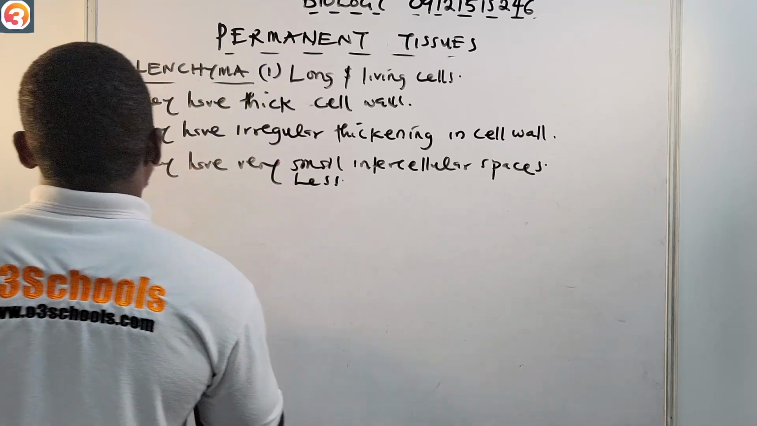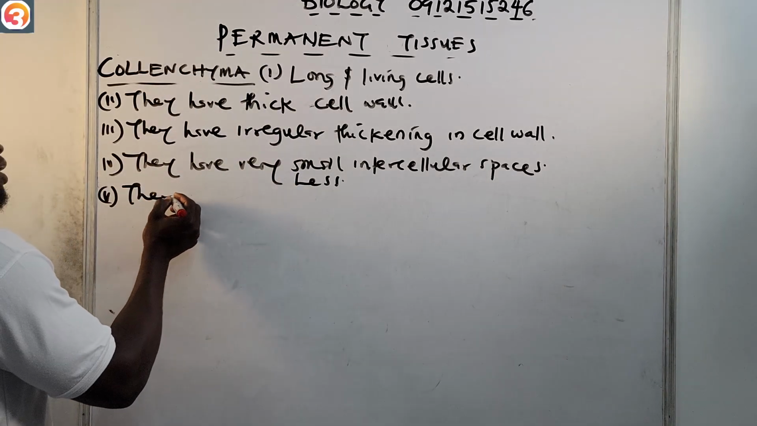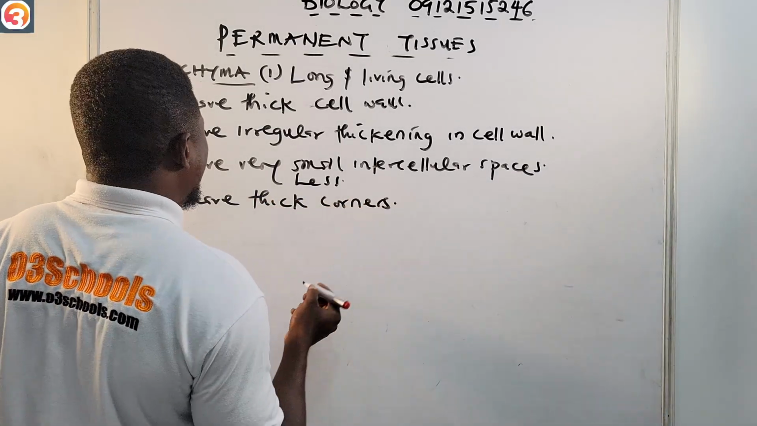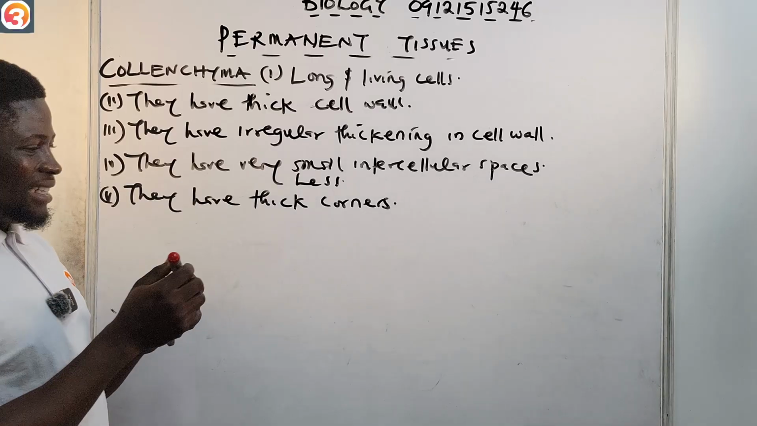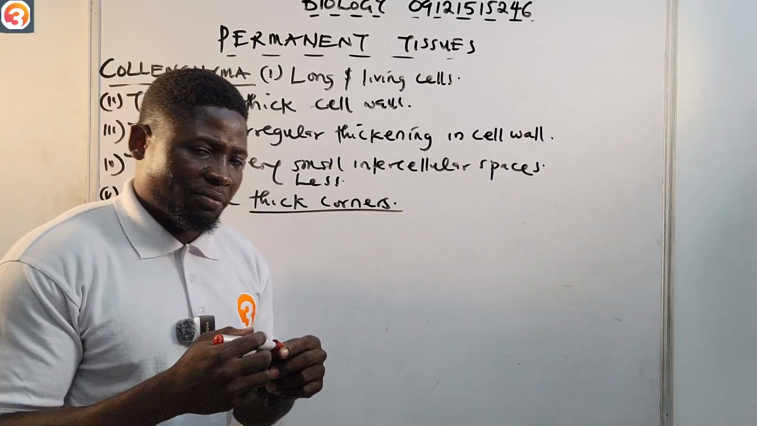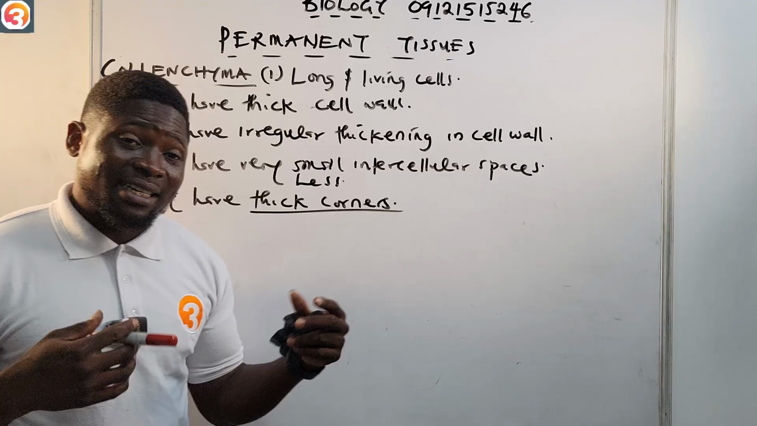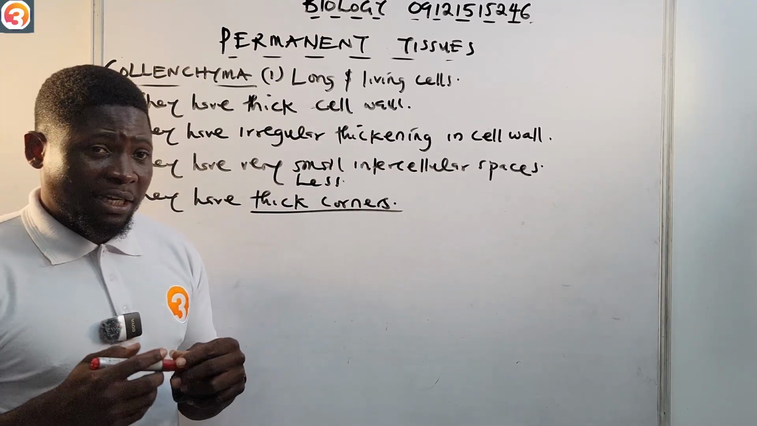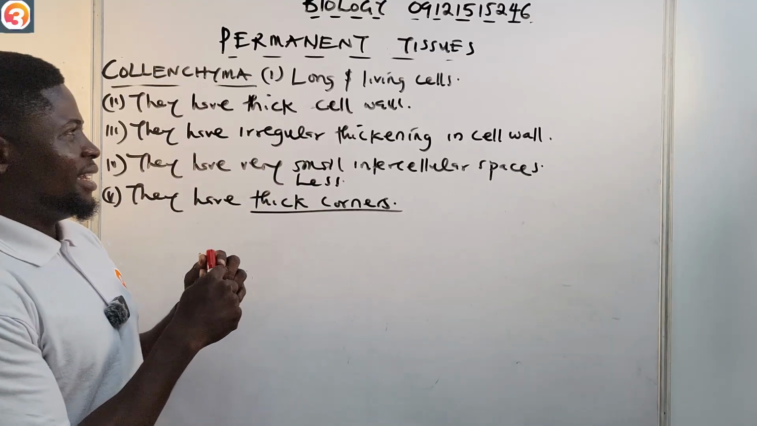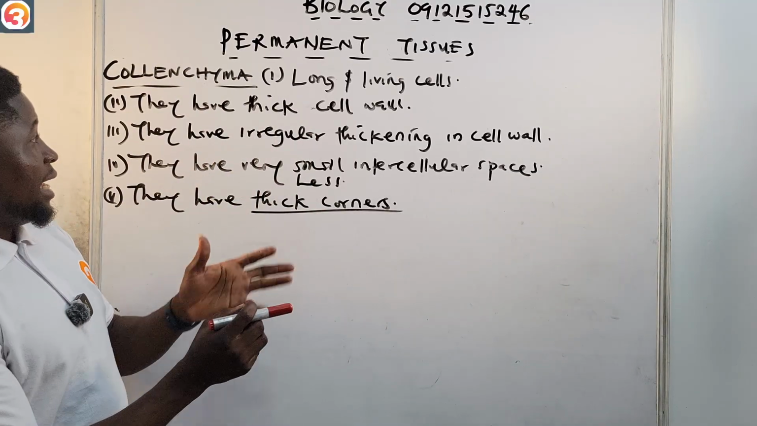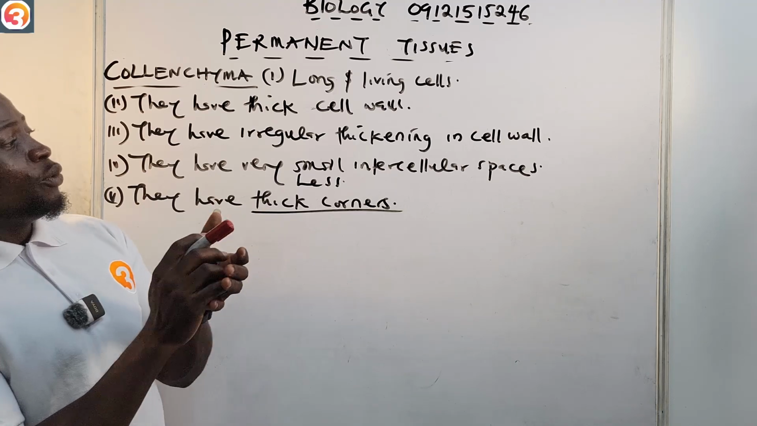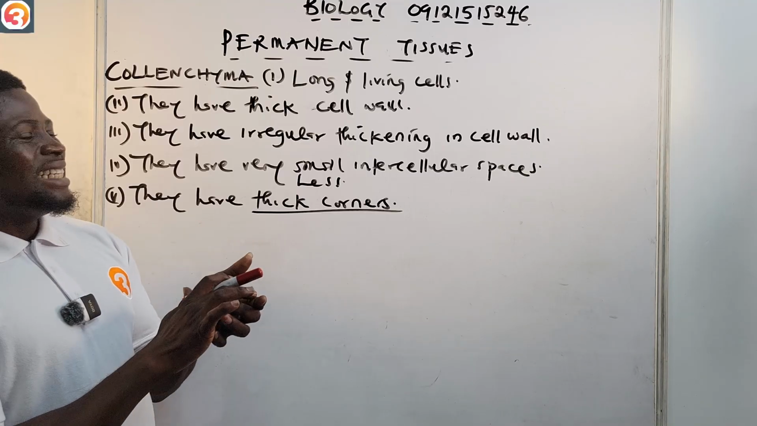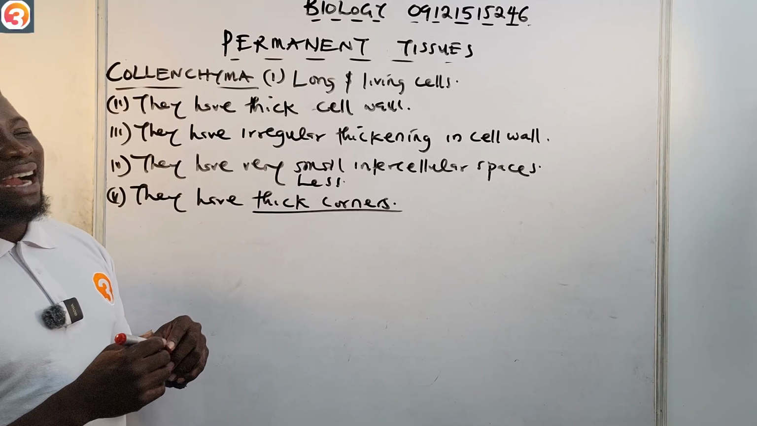Then number five, they have thick corners. Take note. They have thick corners. So Collenchyma tissues have thick corners. I think this is a JAMB pass question. So I'm telling you, take note of these characteristics. It is not for joke. Write them down, revise them, read them, memorize them. They are very, very easy. So they are long and living cells. They have thick cell wall. They have irregular thickening in cell wall. They have very small intercellular spaces, and they have thick corners.